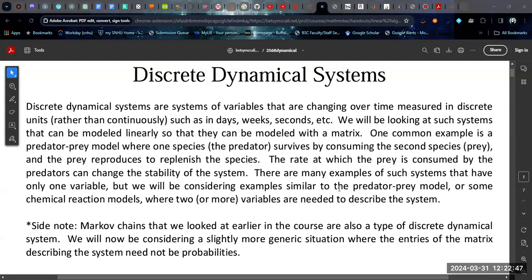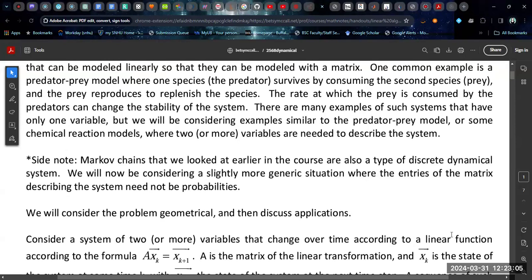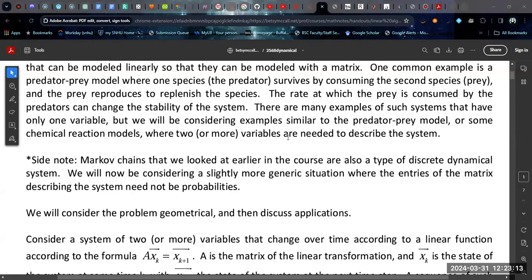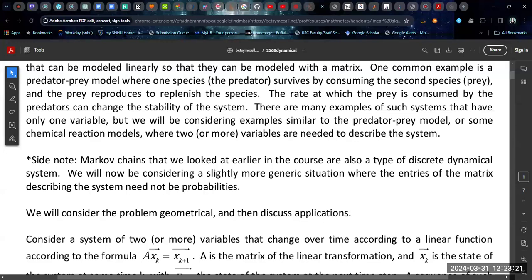In addition, we're going to be looking at examples that are linear so that they can be modeled with a matrix. One common example is a predator-prey model, where one species, the predator, survives by consuming the second species, the prey, and the prey reproduces to replenish the species. The rate at which the prey is consumed by the predators can change the stability of the system. If the predators eat the prey faster than the prey can reproduce, then the population will collapse. If they maintain more of a balance, then it's possible that both can grow at the same time.